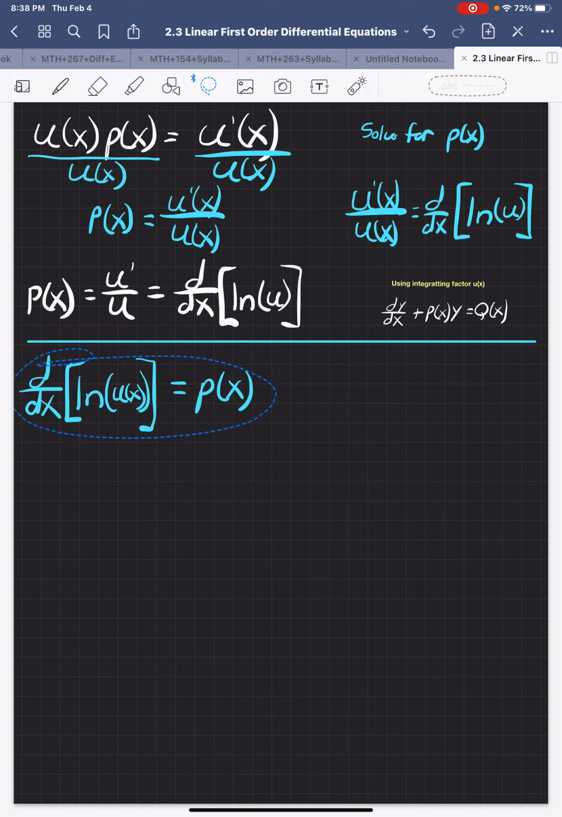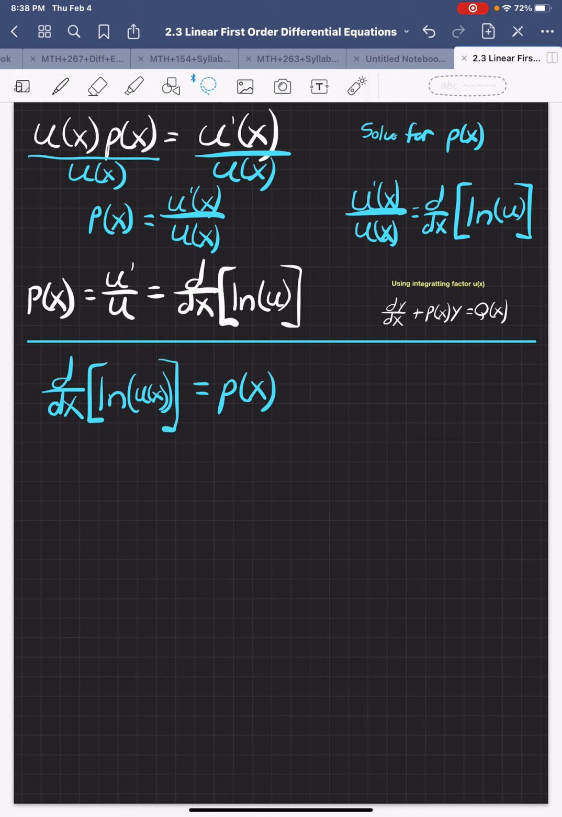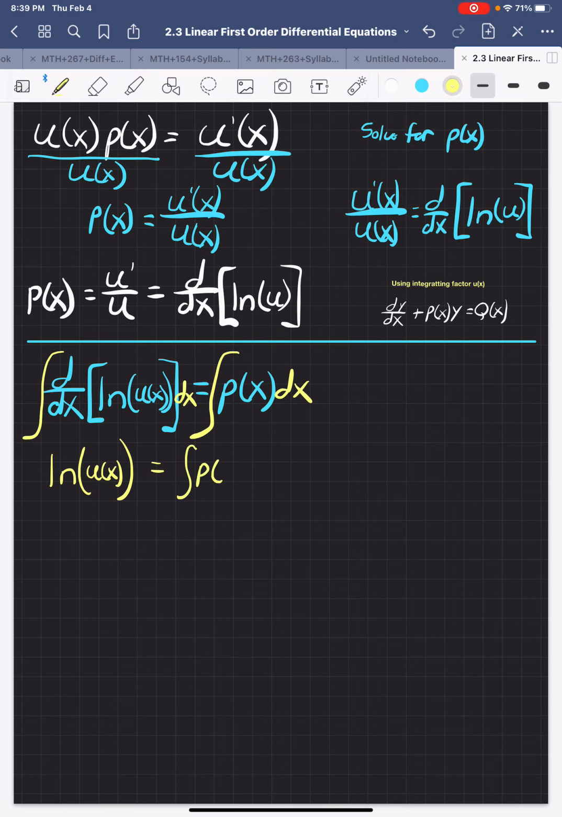Okay, I'm trying to show you where this integrating factor comes from. Where does it come about? So if we integrate both sides with respect to x, well, if you integrate a derivative, that's just going to be ln of u of x is equal to the integral of p of x dx.